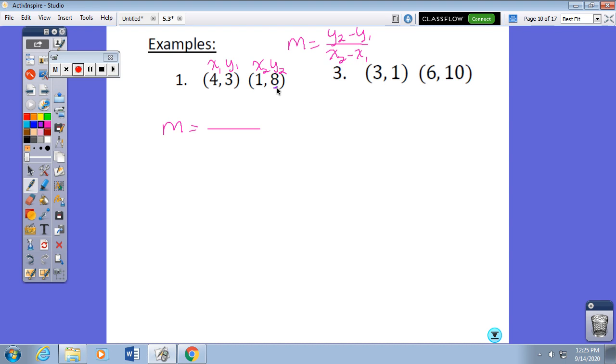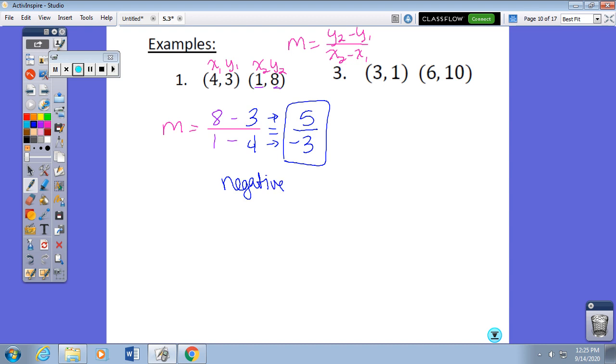So y2 is 8, x1 is 1. We're going to subtract. Then I got y1 is 3, x1, 8. And then you're going to just work straight across. So 8 minus 3 is 5. 1 minus 4 is negative 3. So my slope here is negative 5/3. It is a negative slope because it has a negative sign there.